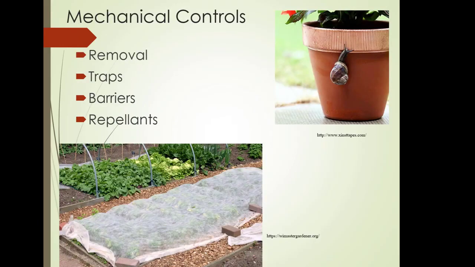So mechanical controls include removal, traps, barriers, repellents. Copper tape is unpleasant for slugs and snails when they come in contact with it. It's kind of an expensive way to go, but it is something that works. And floating row covers can be put down to protect crops from pests such as carrot rust fly. Carrot rust fly can have up to 3 or 4 generations in a season, so you may not even be able to take your floating row cover off. And you can buy floating row cover that will allow light to come in, so you can still get photosynthesis happening.